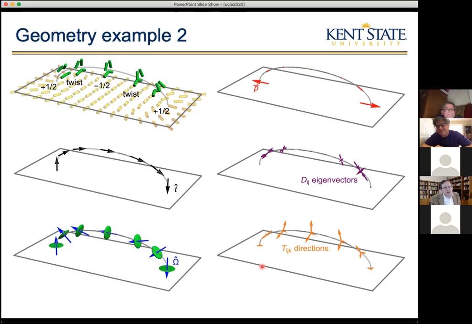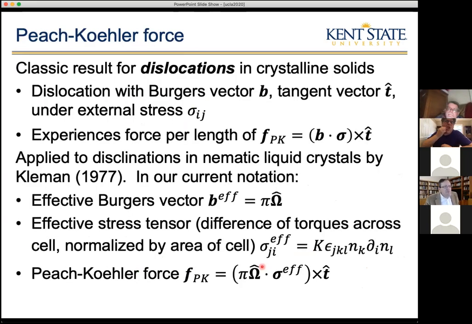I'll show you briefly something about forces. Okay. For any of you who may be familiar with elasticity of crystalline solids, okay, there is a thing called the Peach-Koehler force. Okay, maybe some of you have seen it, some of you haven't.